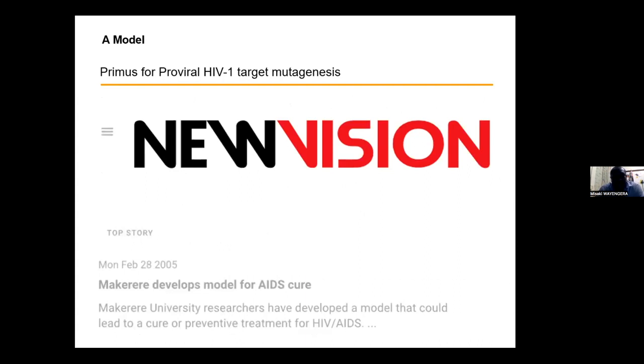So in 2005, a daily newspaper called The New Vision in Uganda carried a story after a presentation that we had made at a regional conference here. And this is perhaps the easiest way to explain this to a lay person. If you can access this article, it was published on February 28th, 2005. The daily is called New Vision. You should be able to access this article speaking about how we planned to use bacterial-derived enzymes.